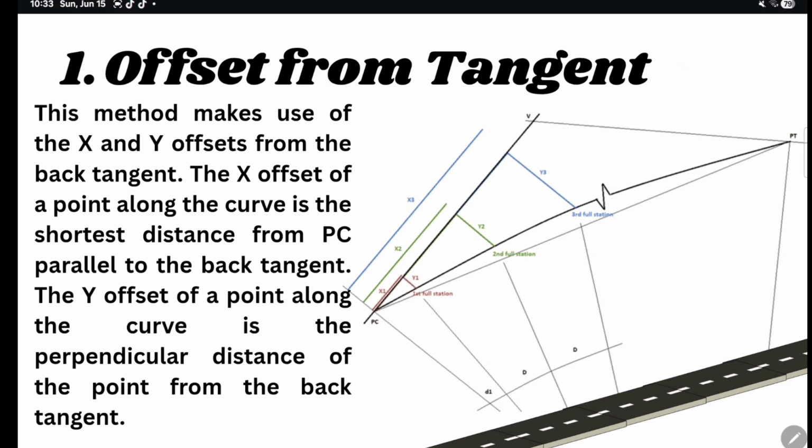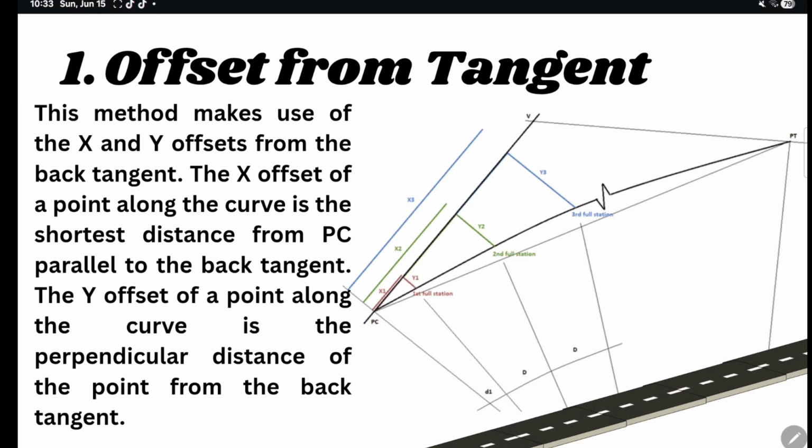Yeah. So the x offset of a point along the curve is the shortest distance from the PC parallel to our back tangent. So again, where is our back tangent? This PC to our V point.